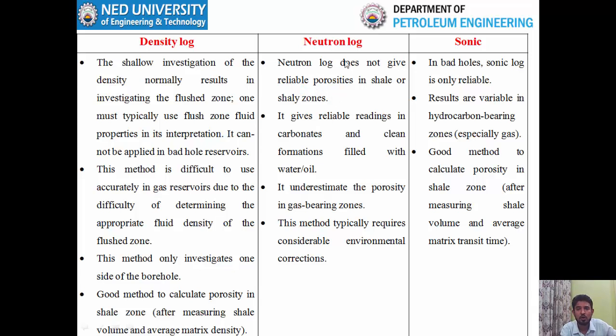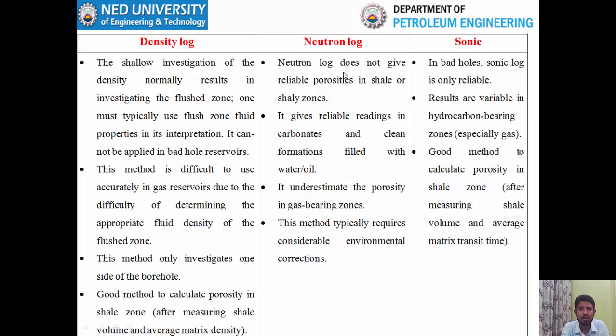We've also seen that the neutron log will not give you reliable porosities in shale or shaly zones. So when you have a shaly zone, you cannot use the neutron log, you can use density and sonic logs. But again, for that you have to use shale correction. You need to calculate volume of shale from the gamma ray log, and once you know the volume of shale, you need to apply that volume of shale correction in the density log. You have to use a matrix density which is now a mixture of sand plus shale. So in a shaly zone you need to use accurate matrix density to calculate porosity.